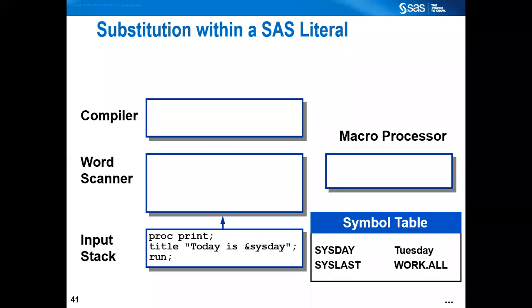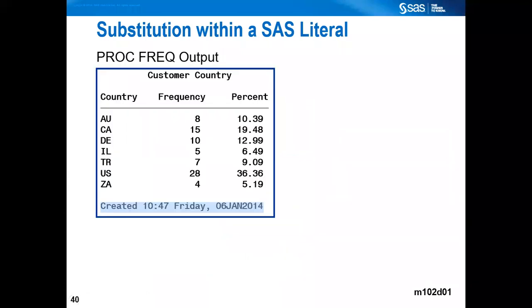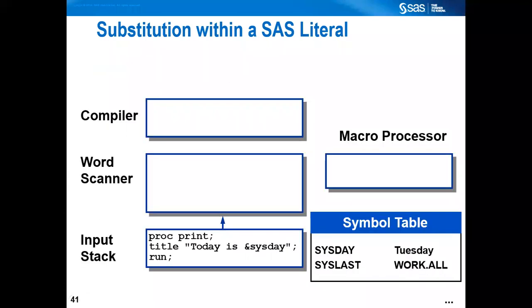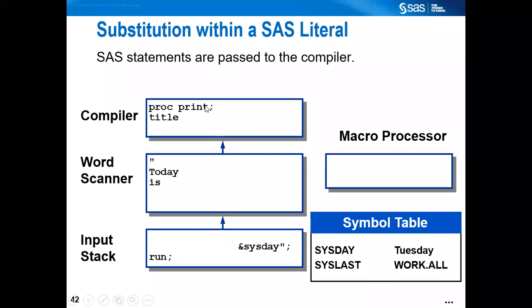So this was, for example, your program. You're writing proc print, giving the title in double quotes: Today is &sysdate, run. So this program will move from input stack to word scanner. First statement is all clear. It goes to the compiler. Then the second statement was title. Within title, it is having quotes, so it's a literal, correct? It's a double quotation. So during word scanning, the whole literal is treated as a literal token.